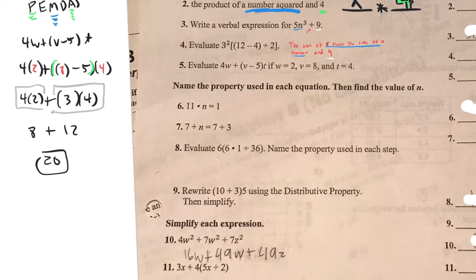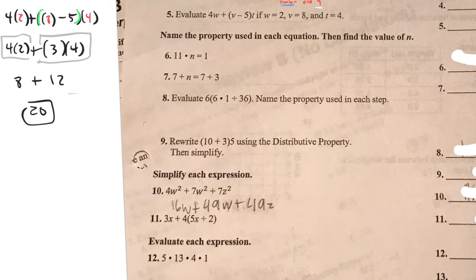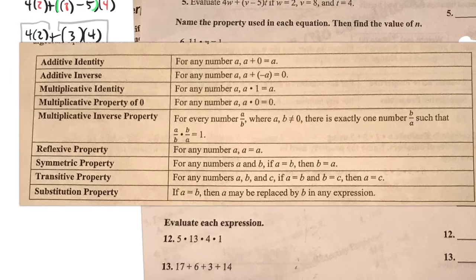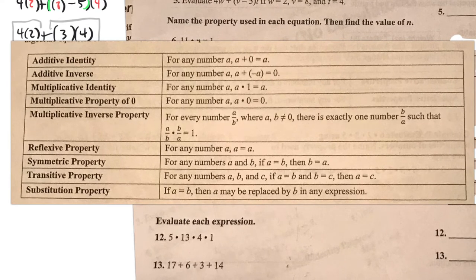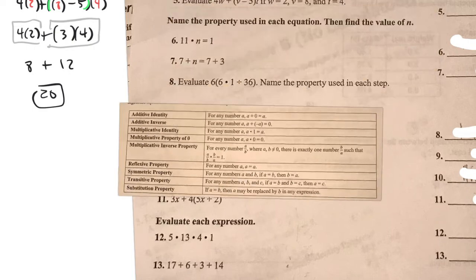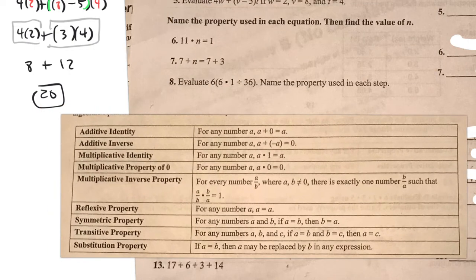All right. Name the property used in each equation. Okay, so for my student who's watching, there is a reference guide. And actually, here it is. Here's a reference guide. Okay, how about that? It's magic. So we have this amazing reference guide, and we want to know what property is this when we multiply 11 times n, and that equals 1. Well, what would that be?